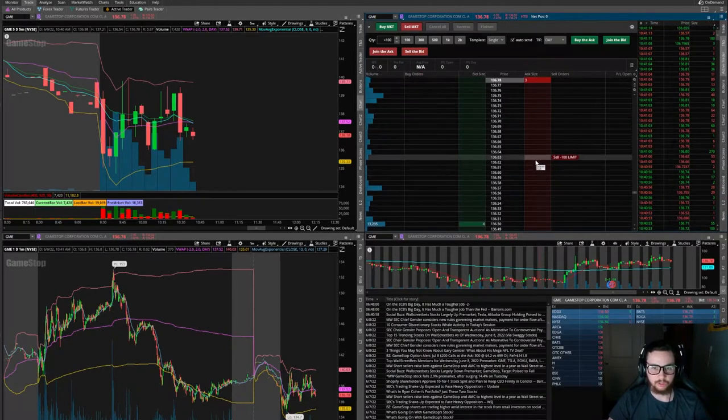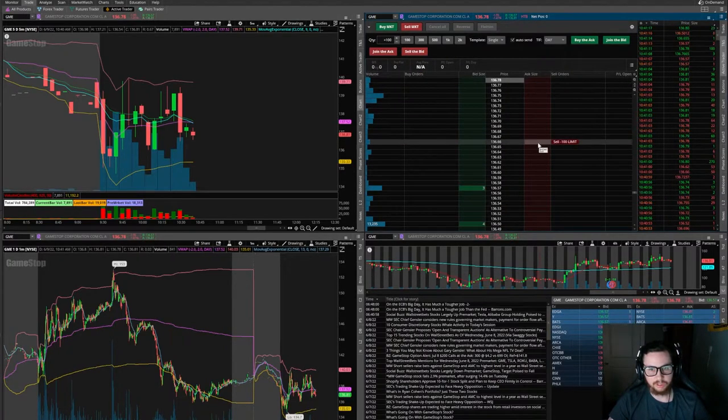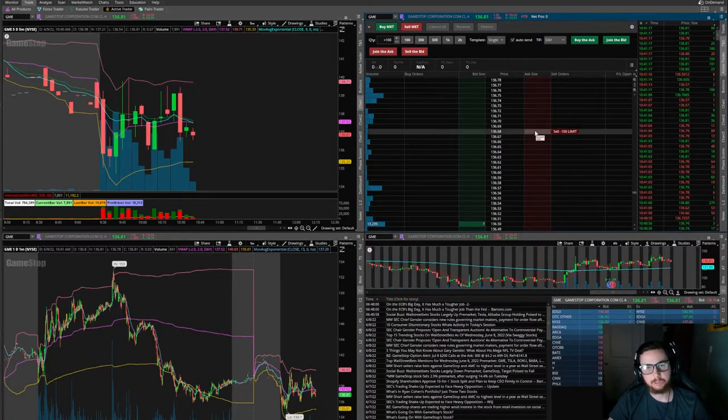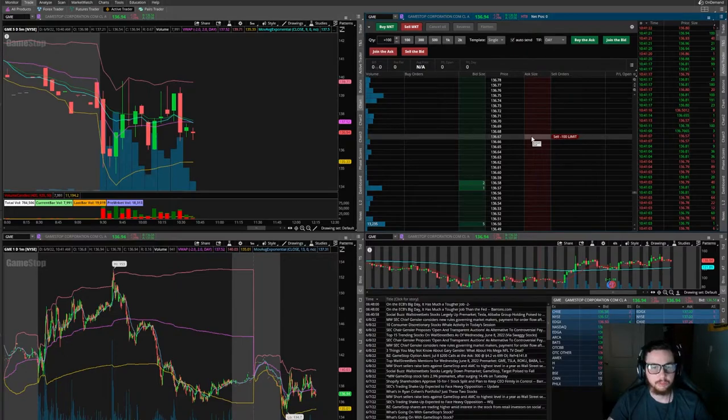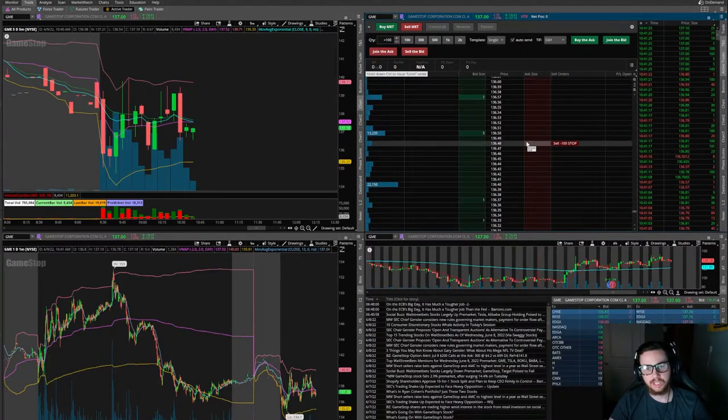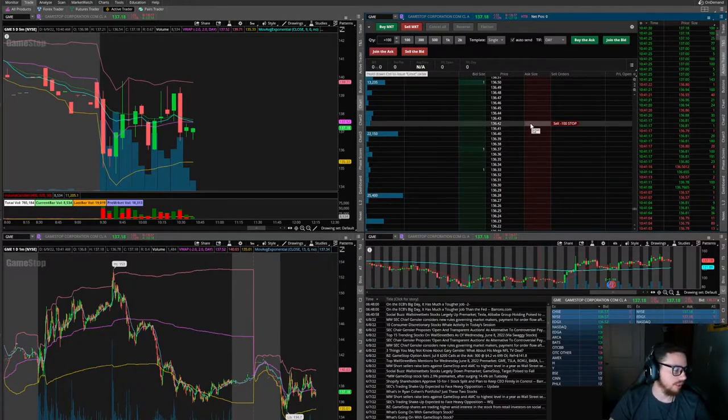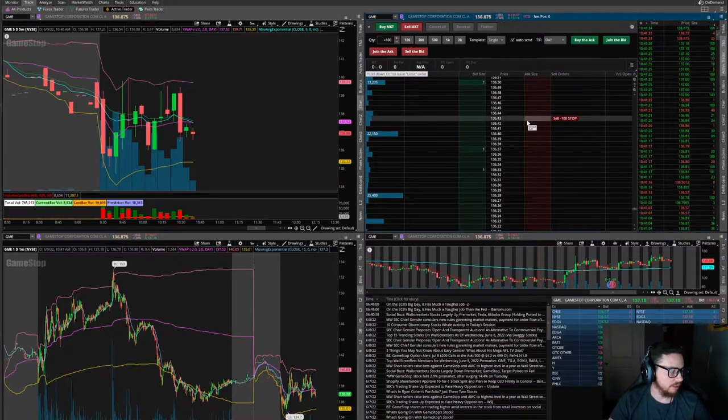And so right here in this area, you see how the price is up here, but it still says limit. That's just because of the slippage. So the bid and the ask will generally dictate whether it's a stop or limit. But if you come under the ask, it would be a stop. So again, definitely utilize the ladder.